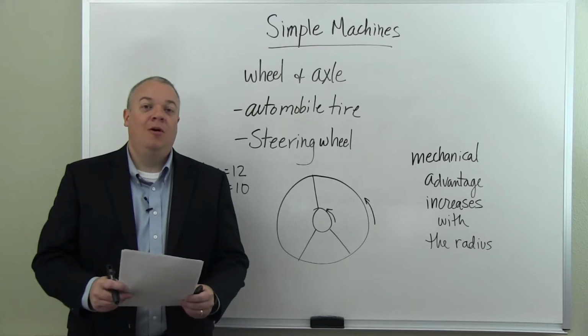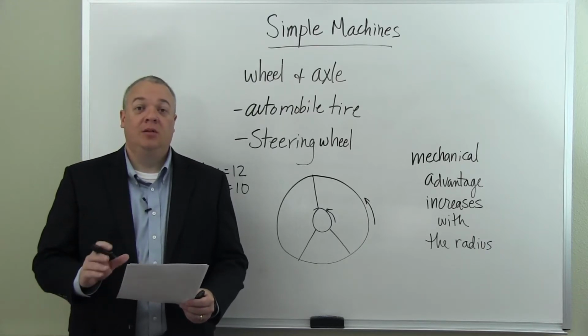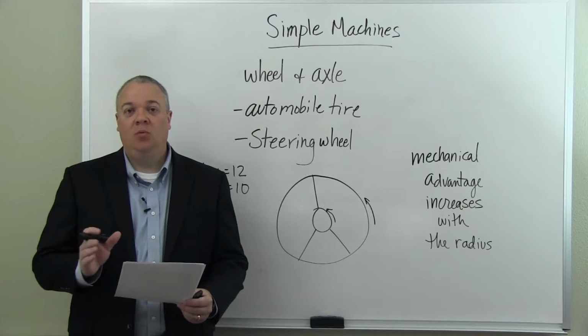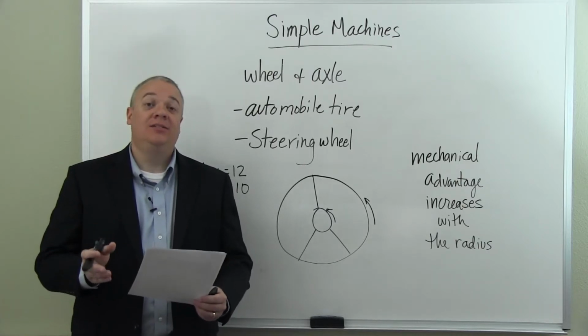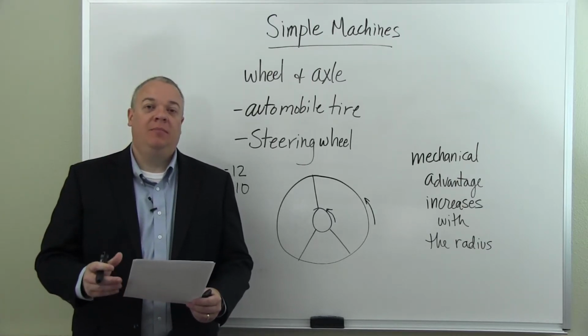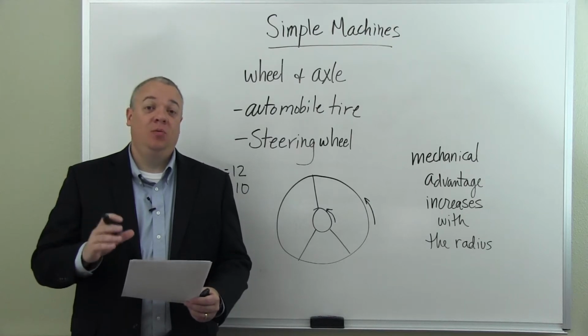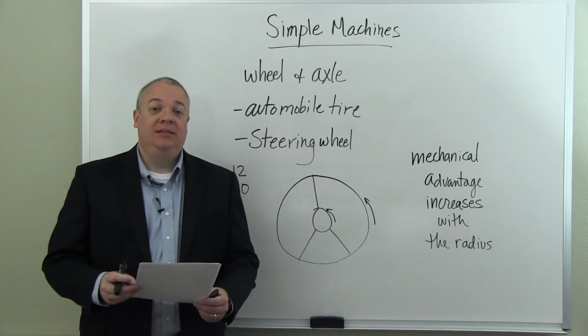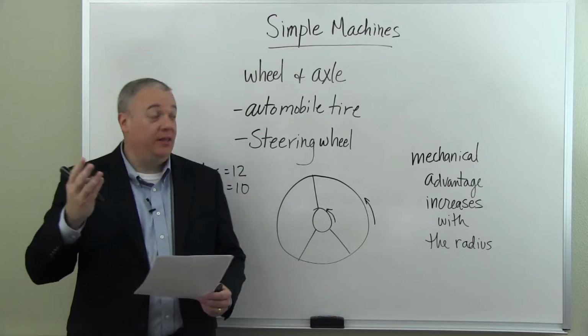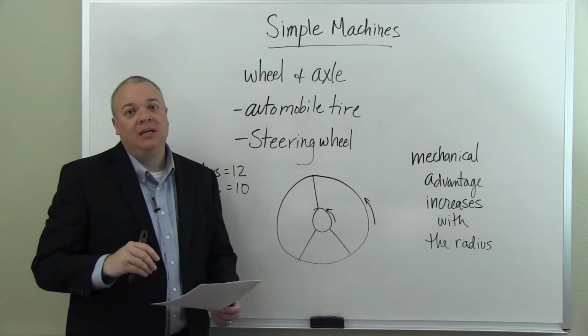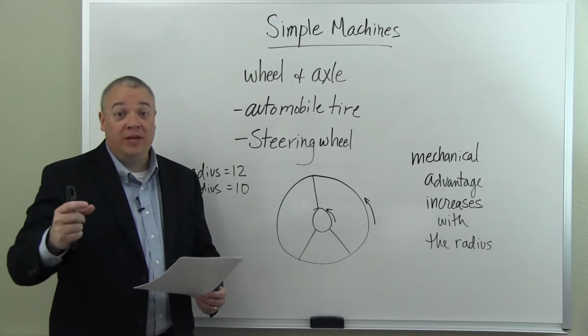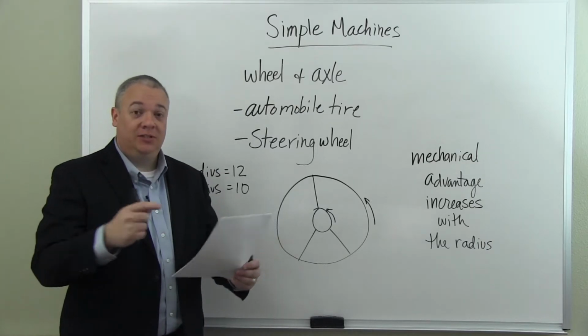Today we're going to briefly go over one simple machine, the wheel and the axle. The wheel and the axle, categorized as a simple machine, and we want to talk about mechanical advantage of the wheel and axle. Essentially, with a wheel and an axle, most people tend to think of an automobile tire, because that's usually what we talk about as a wheel and an axle: two wheels attached by an axle.